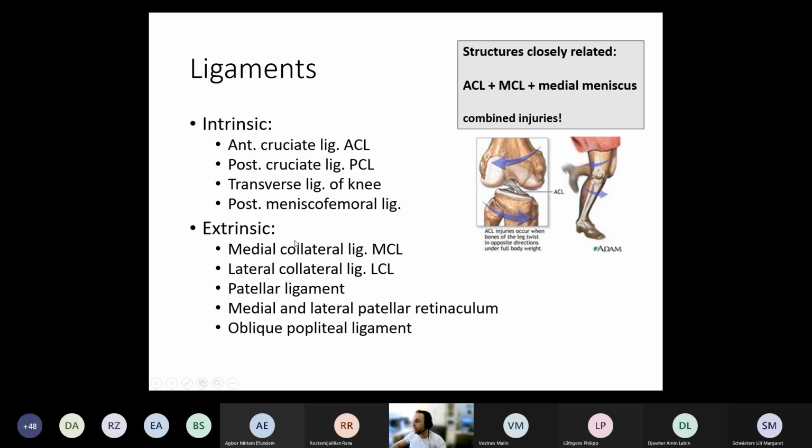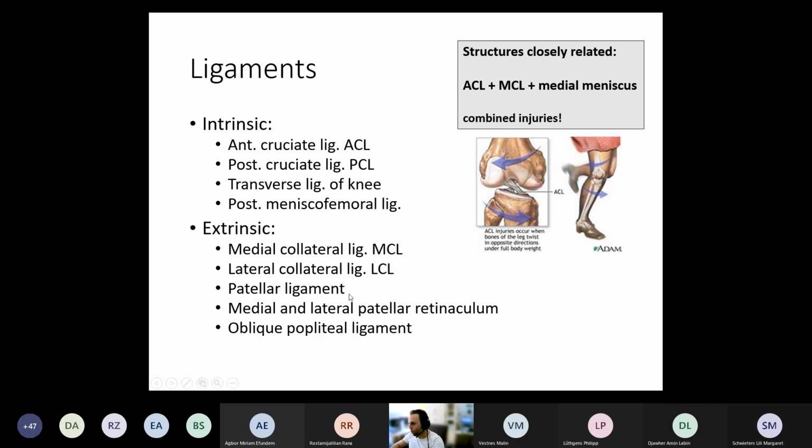This was posteriorly connecting the femur to the lateral meniscus. Then the extrinsic ligaments, which can be seen on the outside: the collateral ligaments, MCL and LCL are the clinical abbreviations, the patellar ligament, the medial and lateral patellar retinaculum, and the oblique popliteal ligament. Remember, this was preventing the impingement of the posterior part.